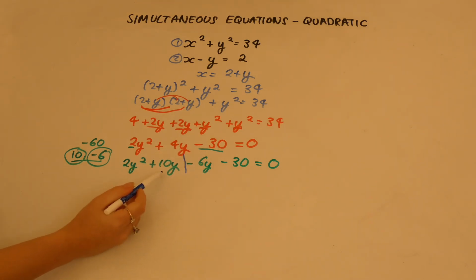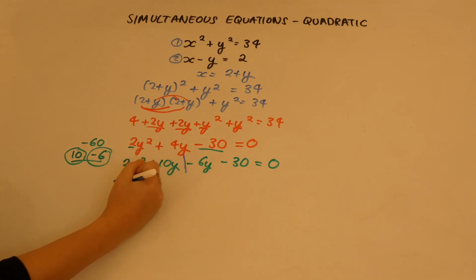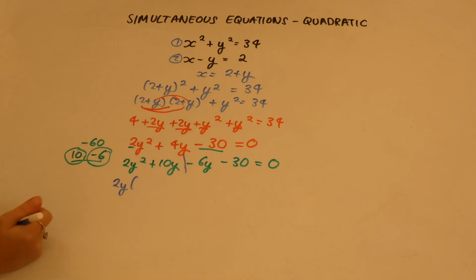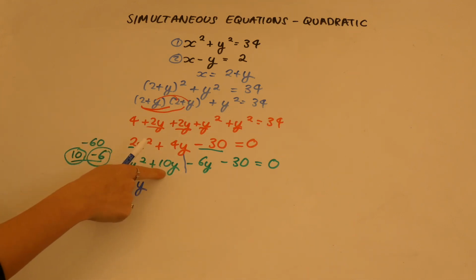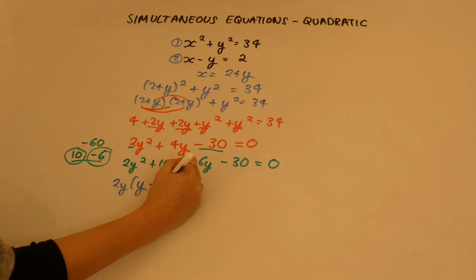We've got 2y squared plus 10y, and we need to take out the highest common factor. And I know that both 2 and y go into both these two terms. So if we take 2y outside of the brackets, what do we times 2y by to get to 2y squared? We need to times it by y. And what do we times 2y by to get to 10y? We need to times it by plus 5.